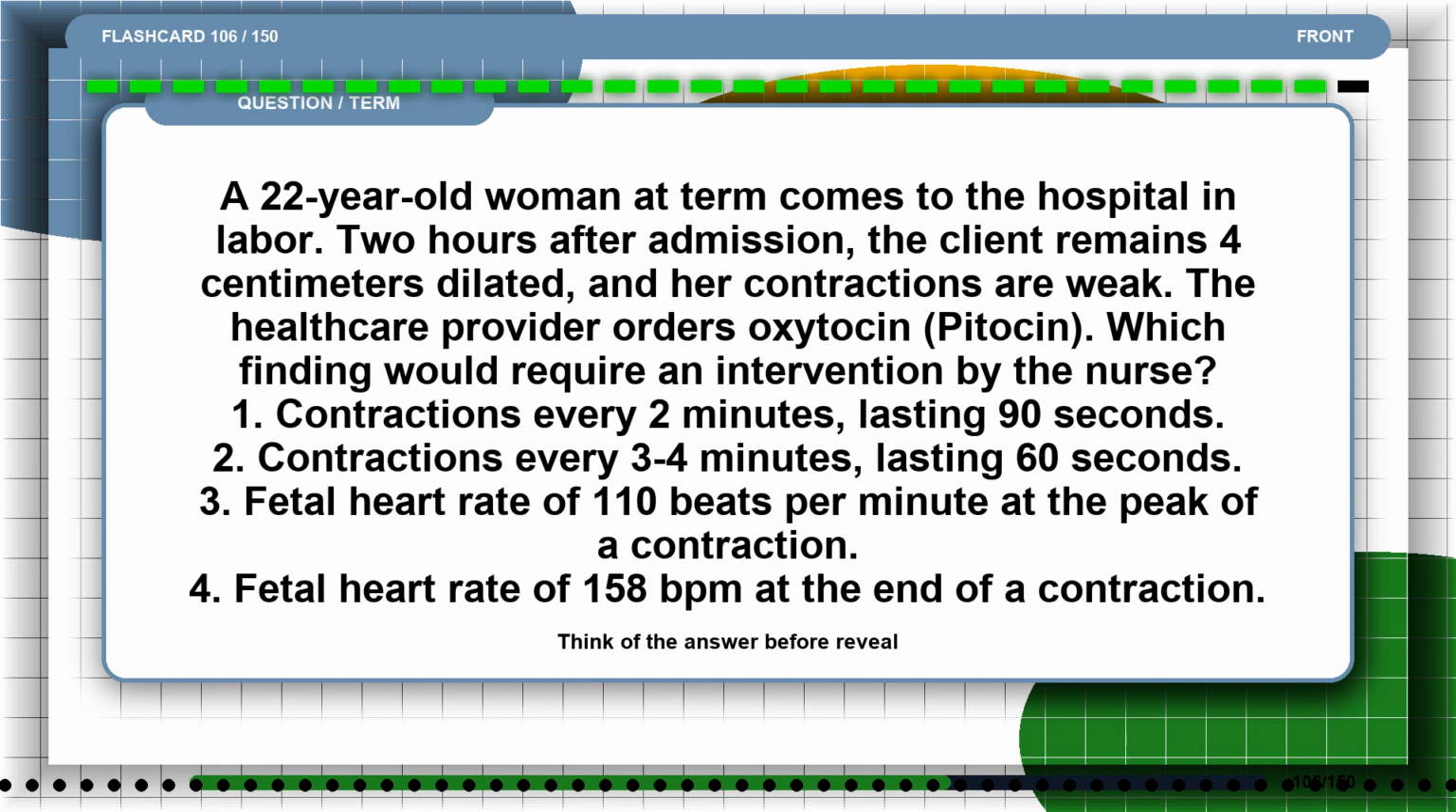Flashcard 106. A 22-year-old woman at term comes to the hospital in labor. 2 hours after admission, the client remains 4 centimeters dilated, and her contractions are weak. The healthcare provider orders oxytocin Pitocin. Which finding would require an intervention by the nurse? 1. Contractions every 2 minutes, lasting 90 seconds. 2. Contractions every 3-4 minutes, lasting 60 seconds. 3. Fetal heart rate of 110 beats per minute at the peak of a contraction. 4. Fetal heart rate of 158 BPM at the end of a contraction. Think of the answer before the reveal.